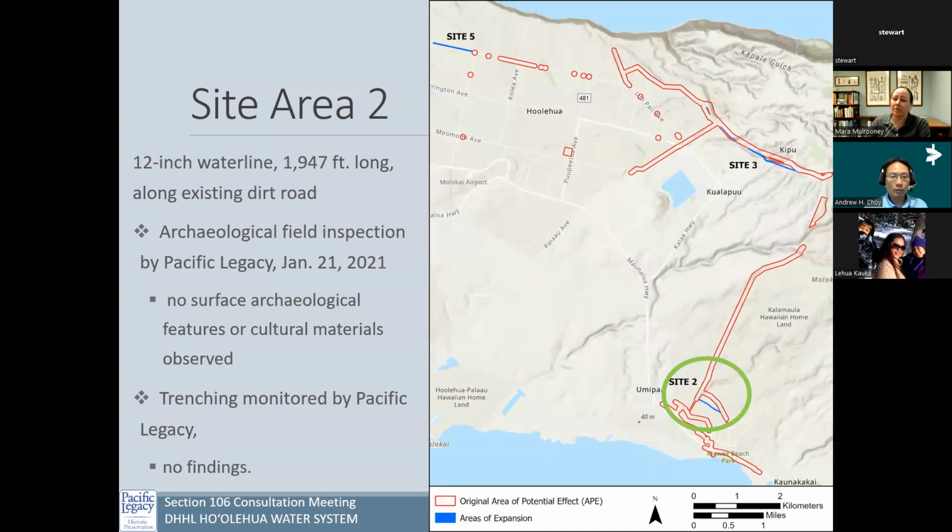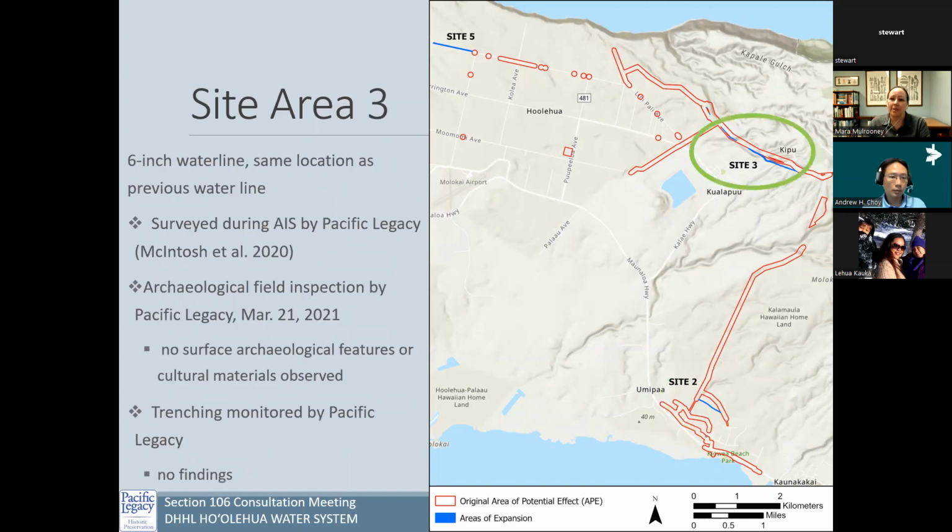Our team completed an archaeological field inspection on January 21st, 2021, and did not identify any surface archaeological features or cultural materials. Trenching was subsequently monitored by our team at Pacific Legacy in January and February of 2021, and there were no findings during trenching for this new water line.